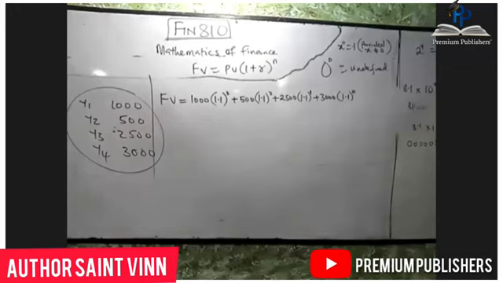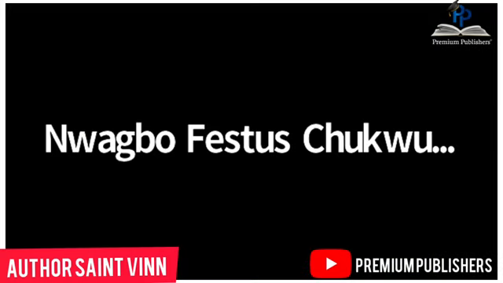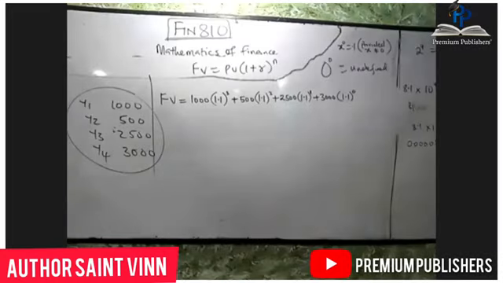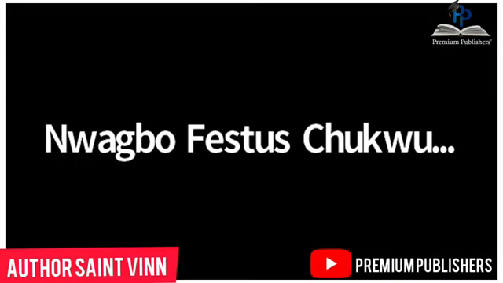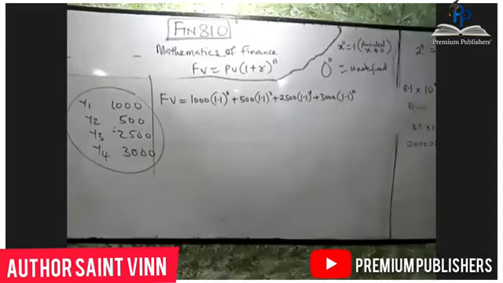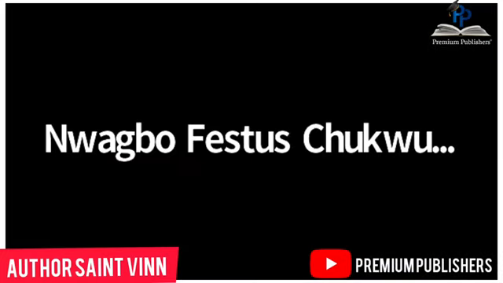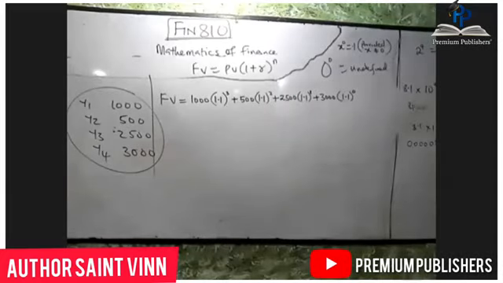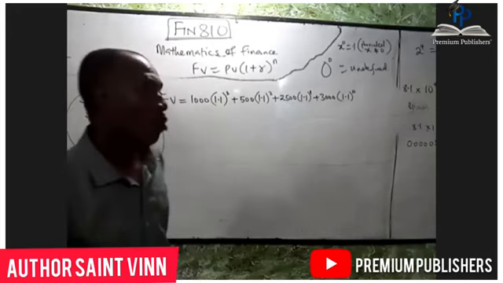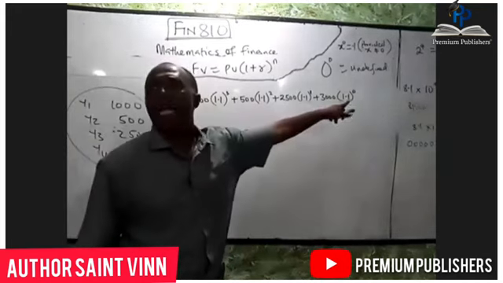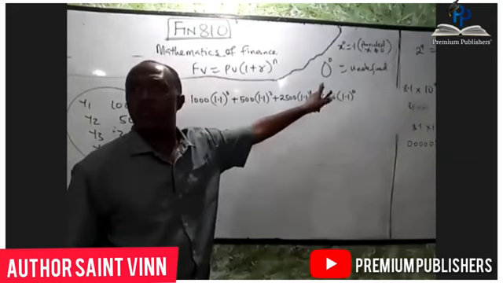Yes, you say 1,000 in bracket 1.1. Are you working with 10%? Yes, 1 plus 0.1, 10%. Good. You can press your calculator and get the answer. 1,000 bracket 1.1 raised to power 3, plus 500 bracket 1.1 raised to power 2, plus 250 bracket 1.1 raised to power 1, and that last one is 1.1 raised to power 0. What is the answer?